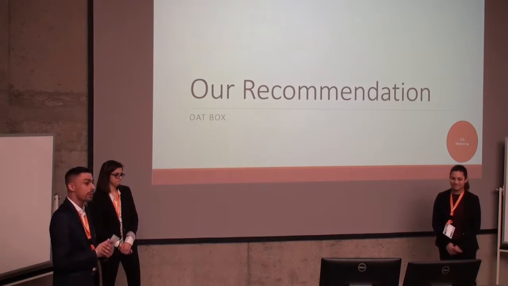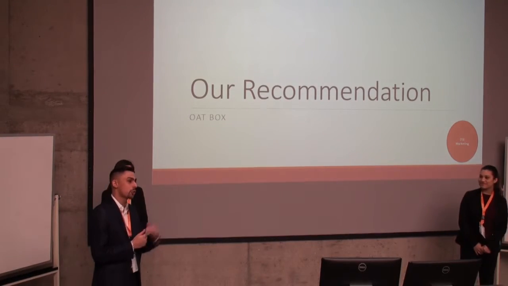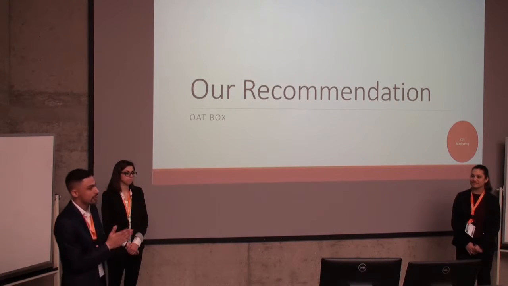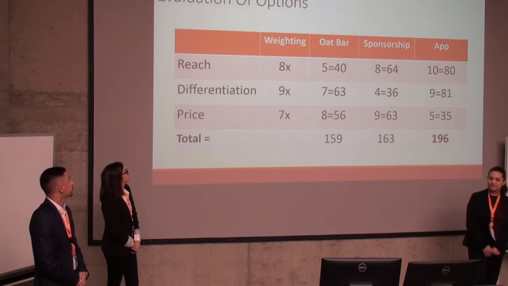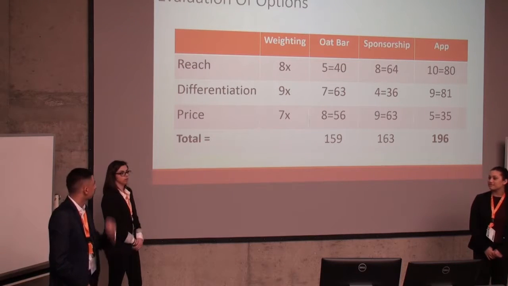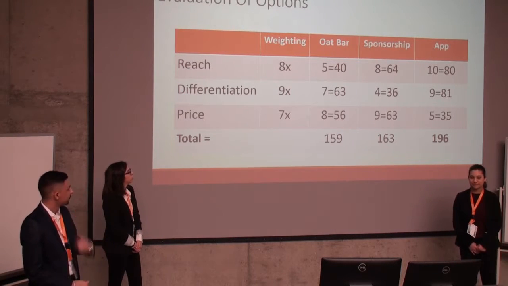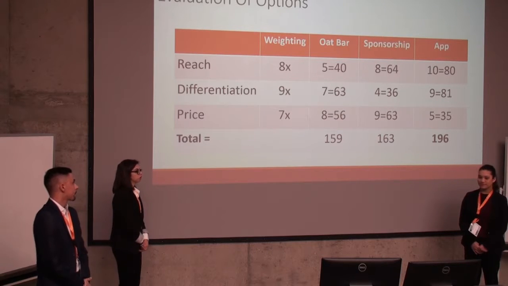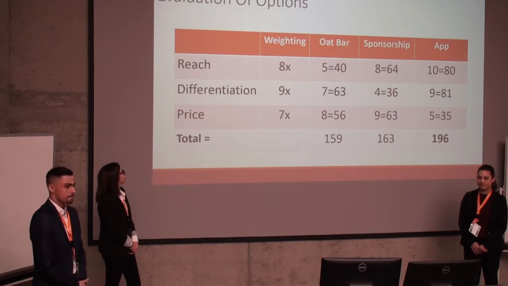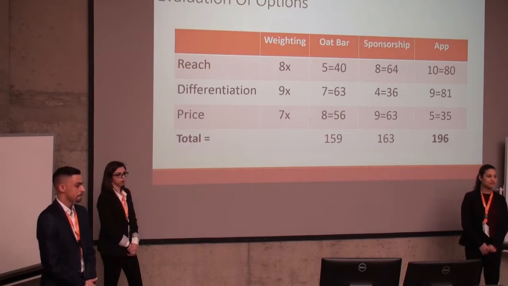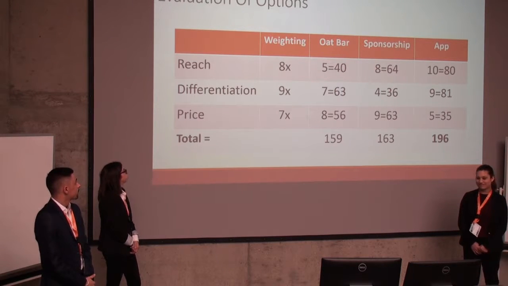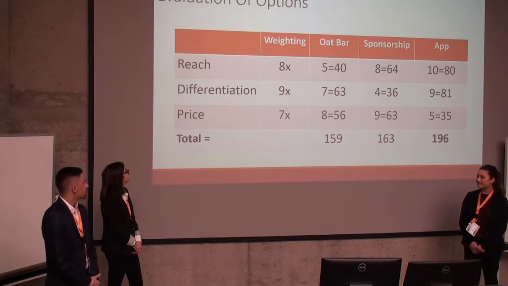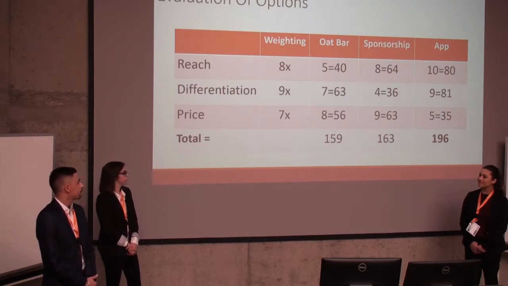So our recommendation, we created a little matrix that's going to show you clearly how we justified which option we chose. So as you remember, the first option was the oat bar, so adding on the bar to the cereal. Second option was sponsorship, and the third was the app. So we chose 3 different aspects that are very important when implementing a new solution. So we have reach, differentiation, and price. Reach, the weighting is 8 on 10, differentiation is 9 on 10, and price is 7 on 10.